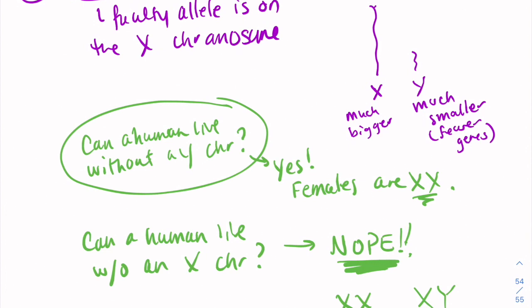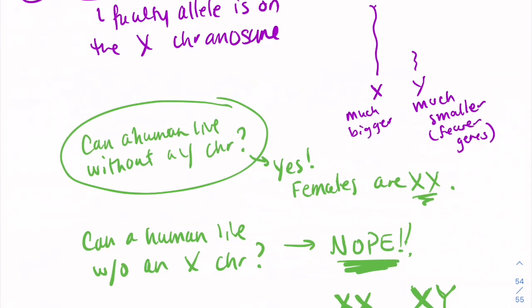So I am talking about physical sex as determined at birth. Female sex as determined at birth have 2 X chromosomes. Males as sex determined at birth, an X and a Y chromosome right there. So females need X chromosomes, males need X chromosomes, everybody needs an X chromosome. You cannot survive without it.